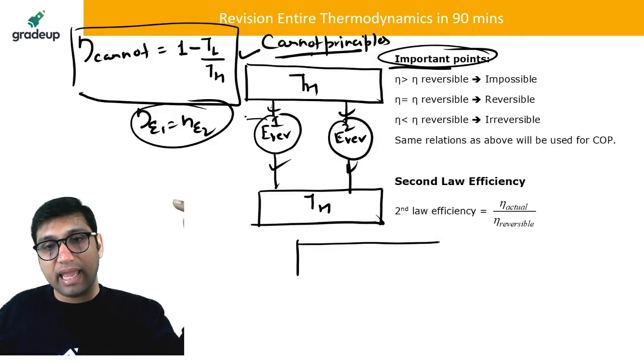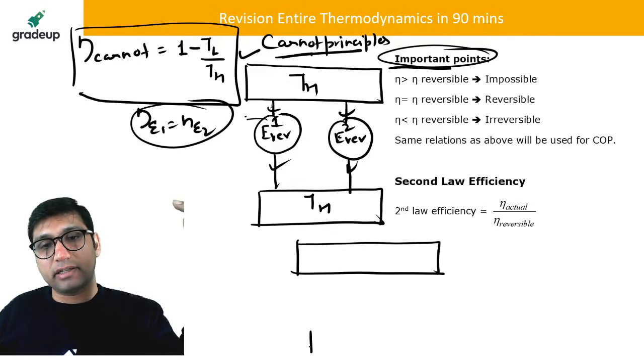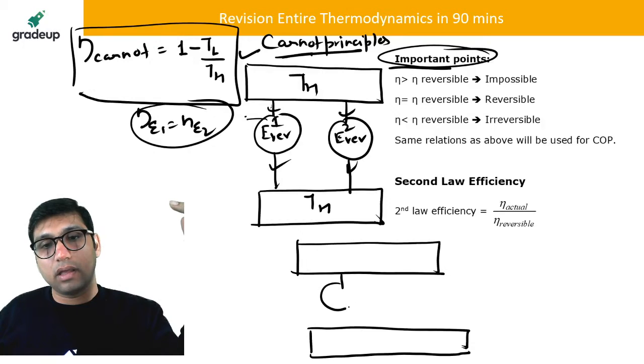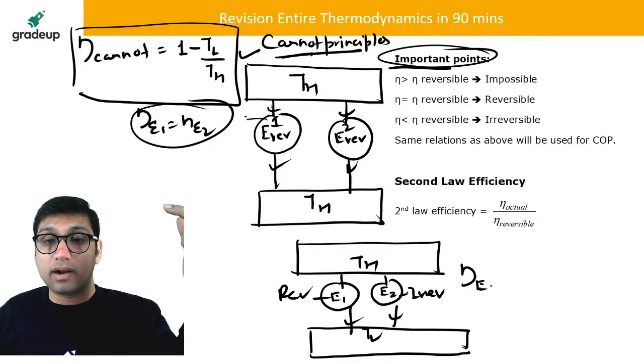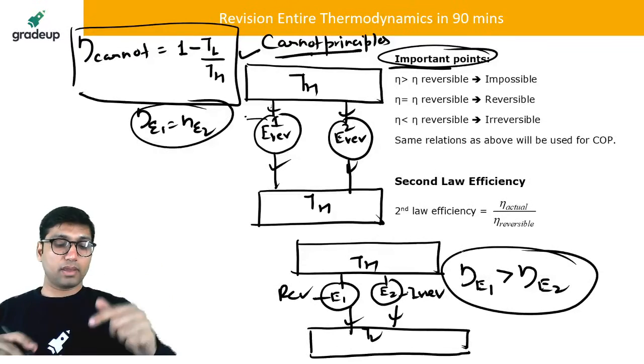But if between the same temperature limits you have one reversible and the other is irreversible, this is irreversible and this is reversible, operating between the same temperature limits, then the efficiency of the reversible cycle will always be greater than the efficiency of the irreversible cycle.